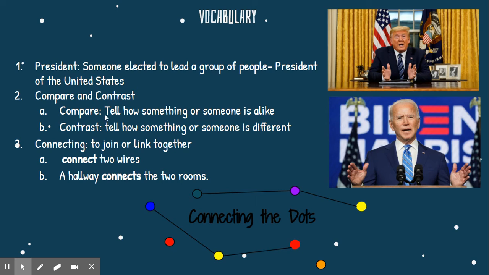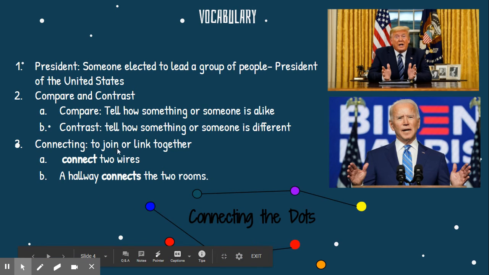Compare and contrast. Comparing means you tell how someone or something is alike, and contrasting is just the opposite. So you tell how something or someone is different.